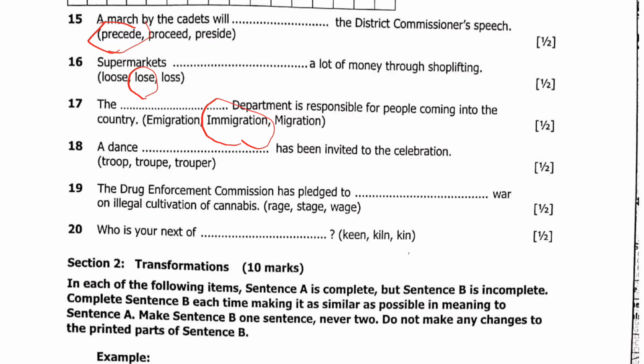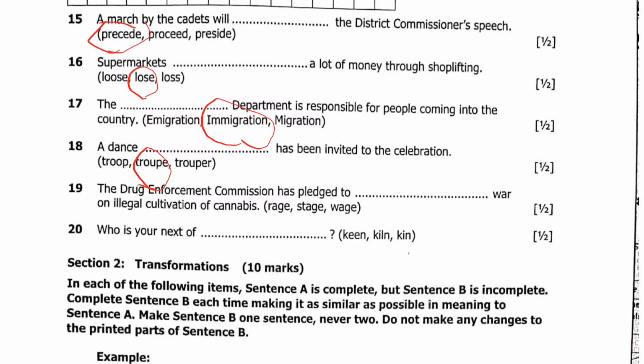A dance dash has been invited to the celebration. A dance dash has been invited to the what? To the celebration. Which one is the answer? A group of dancers, or actors, or other entertainers is called what? A troupe. This one, the second one here. Okay. A troupe.